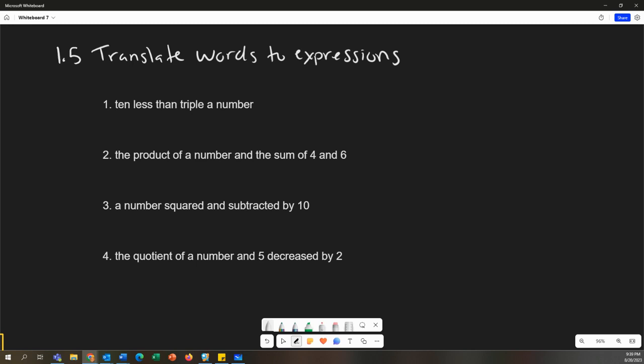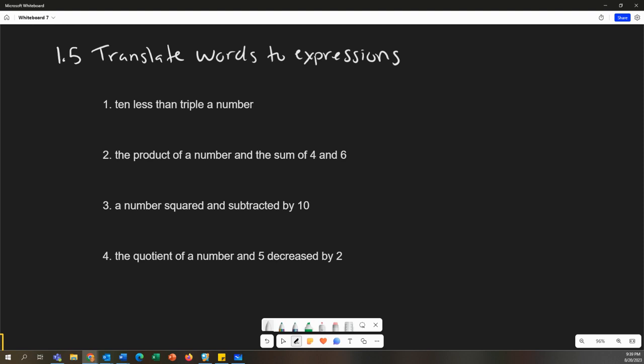Right, now we're going to practice more of translating words to expressions. So again, if you need help with what the different math words mean and what symbols they would become, check out the notes page in our course. So let's look at this first one. 10 less than triple a number.